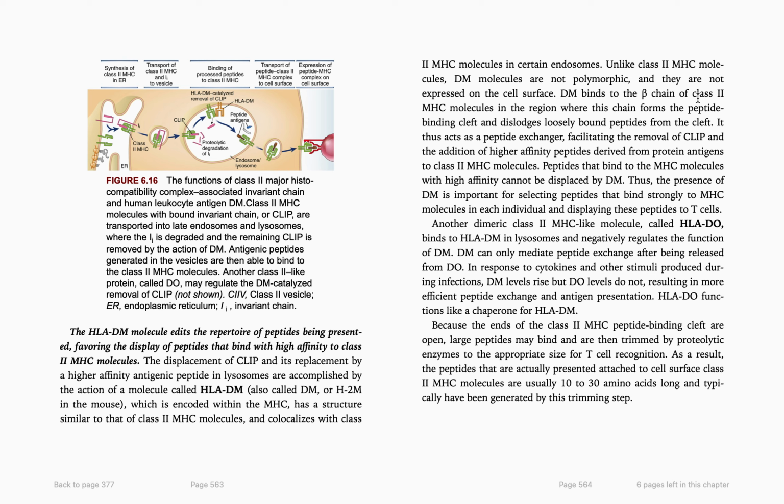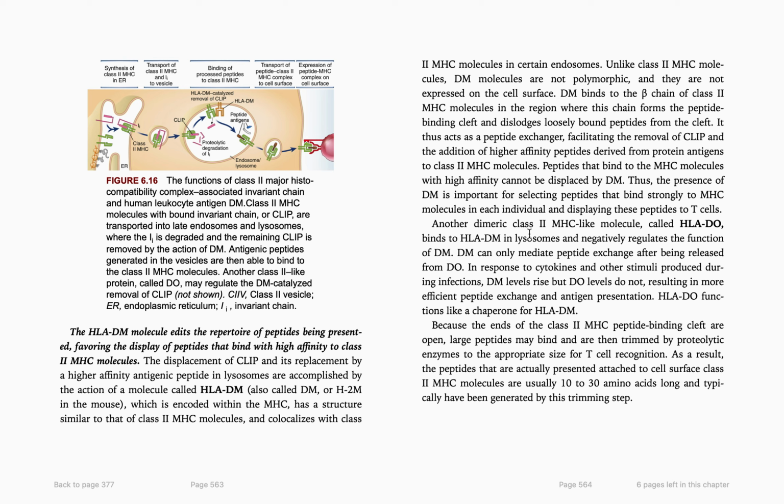Unlike class 2 MHC molecules, DM molecules are not polymorphic and they are not expressed on the cell surface. DM binds to the beta chains of the class 2 MHC molecule in a region where this chain forms the peptide cleft and dislodges loosely bound peptide from the cleft. It thus acts as a peptide exchanger, facilitating the removal of CLIP and the addition of higher affinity peptide derived from protein antigen to the class 2 MHC molecule. Peptides that bind to MHC molecules with high affinity cannot be displaced by DM. Thus, the presence of DM is important for selecting peptides that bind strongly to MHC molecules in each individual and displaying these peptides to T cells.